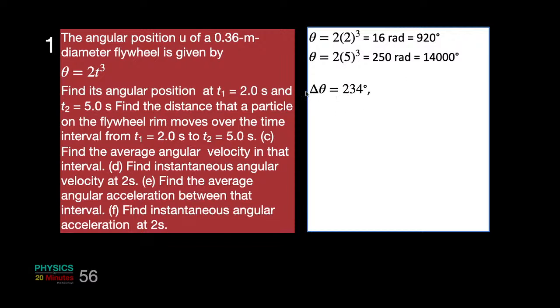So you have to find the distance that the particle on the flywheel rim moves over the time interval from 2 to 5. For that I will need delta theta. Take this value, subtract it from 250, you get 234. Now the linear displacement is r times delta theta. R is 0.18 into 234, that will give me 42 meter.